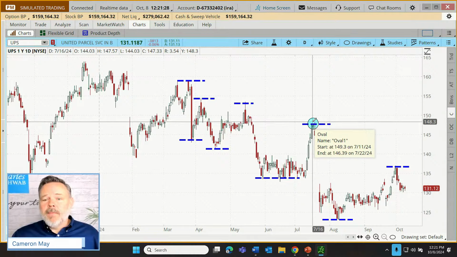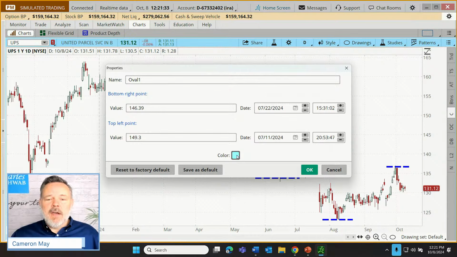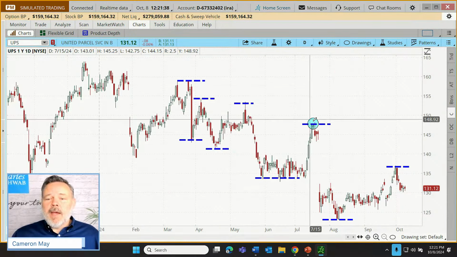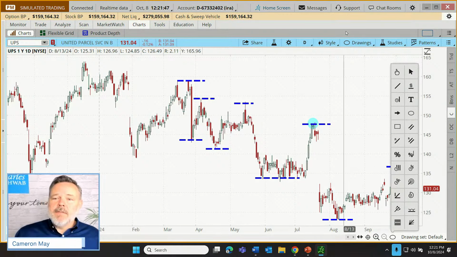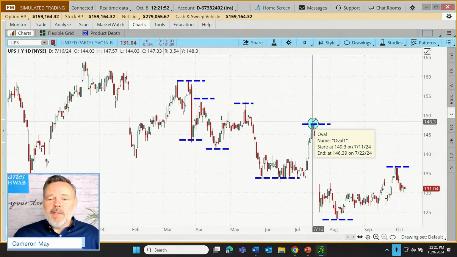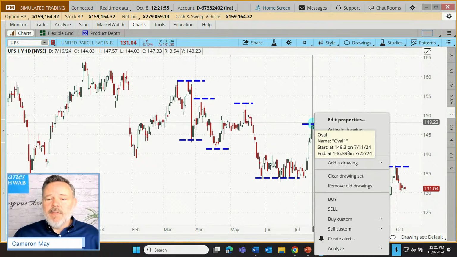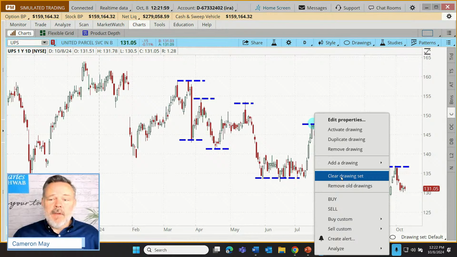Now I've customized this. Mine are blue. I actually right-clicked on mine, edited its properties, changed the color to blue, and then saved that as my default. So that's how we might add a drawing, and of course we can do other sorts of drawings. We can do trend lines, horizontal lines, channels, rectangles. So experiment with those, and once you're done making a drawing, if you want to erase just that one drawing, right-click on it and remove that drawing, or you can right-click on it and clear all of the drawings off the chart in one swoop, but I'm just going to remove that one drawing.